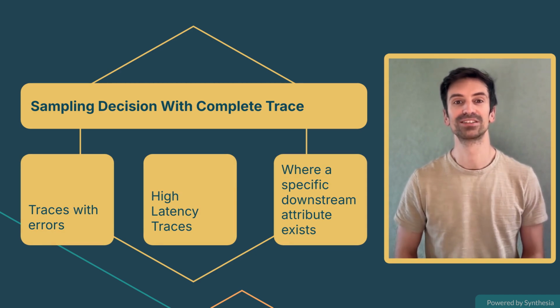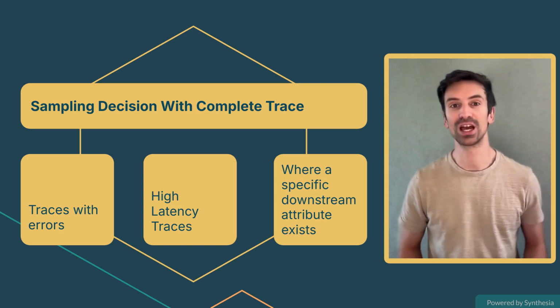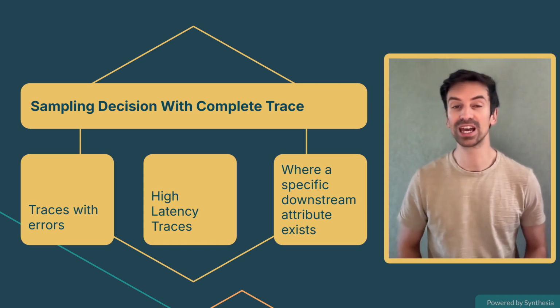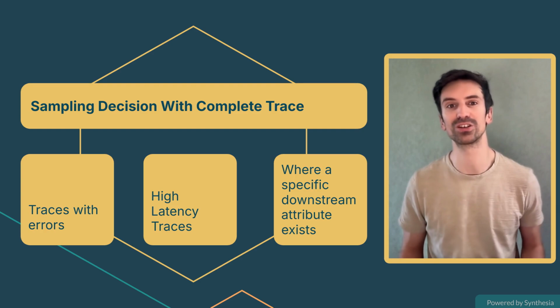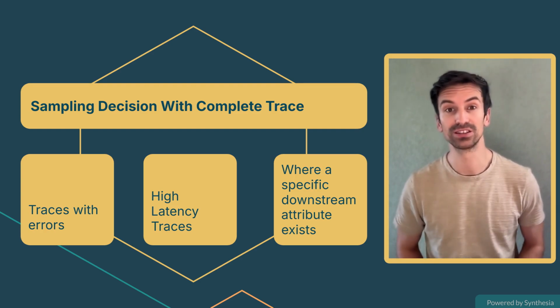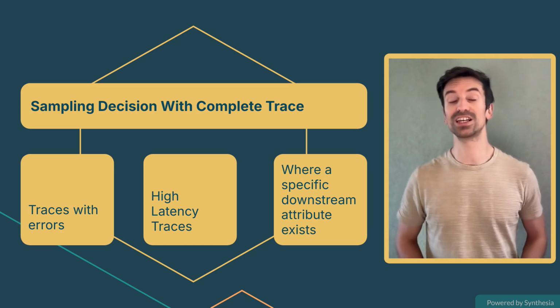Here are a few use cases. Always capture traces with errors. As we saw in part 1, errors aren't known at the start, so you need the complete trace to decide. Capture high latency traces, since latency is only known at the end. Or filter by downstream attributes, like keeping all traces from tier 0 customers. That data only becomes available once authentication completes.